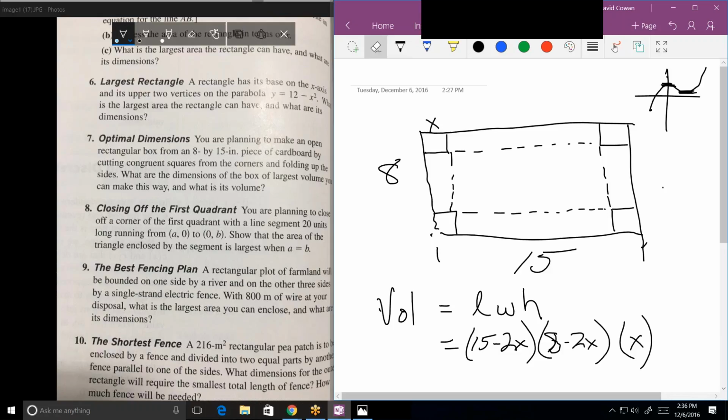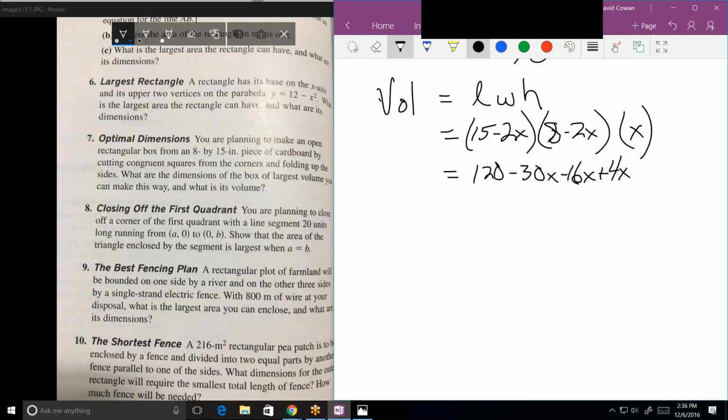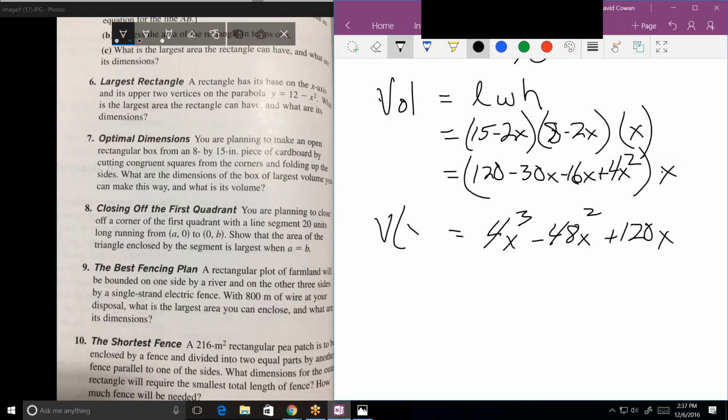If I multiply these three terms together, let's go ahead and do that, because we're going to have to do it at some point. Are you comfortable how to do that? You want me to just go ahead and do it real quick to save time? Yeah, that would help. 120 minus 30x minus 16x plus 4x squared. Then we're going to multiply that by x. So let's put the leading term first. That's going to be 4x cubed. And then we have a total of minus 48x, so that's going to be minus 48x squared. And finally, we have plus 120x. So that's our volume as a function of x.